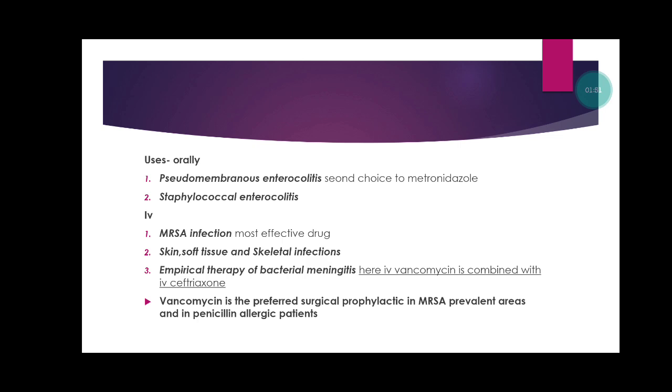Uses: orally it is used in pseudomembranous enterocolitis and staphylococcal enterocolitis. And by IV, it is used in MRSA infection. It is the most effective drug in MRSA, skin, soft tissue and skeletal infections. It is also used in empirical therapy of bacterial meningitis. Here, vancomycin is combined with IV ceftriaxone. Vancomycin is the preferred surgical prophylactic in MRSA prevalent areas and in penicillin allergic patients.